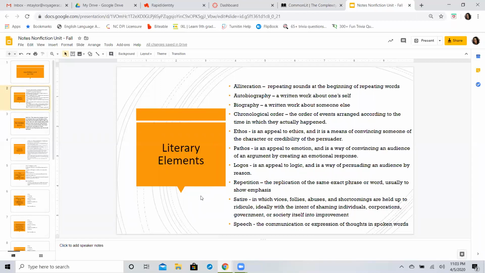Make sure that you get this passage done and turned in by Tuesday, April 7th at 11:59 p.m. And don't forget that your quiz on your literary terms is on Thursday now, Thursday, April 9th.